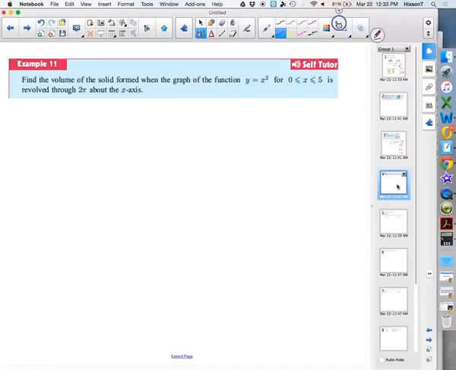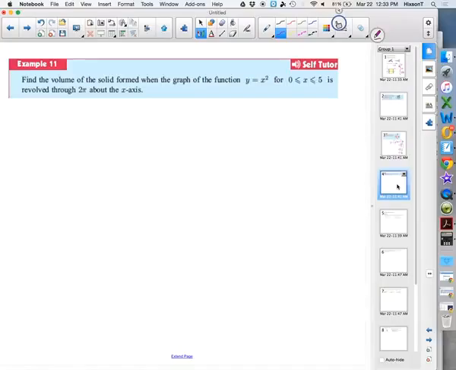Let's try another one here. Find the volume of the solid formed when the graph of the function y equals x squared for x between 0 and 5 is revolved through 2 pi about the x-axis.